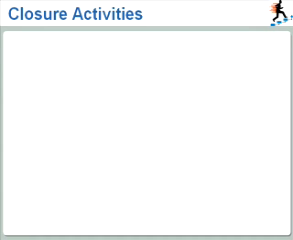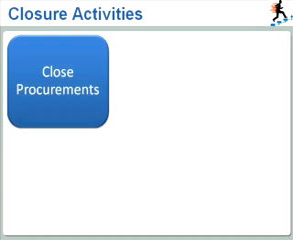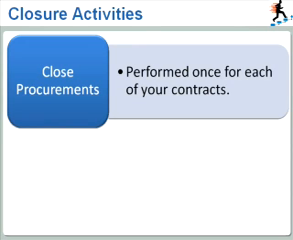They are close project or phase and close procurements. Close procurements is performed once for each of your contracts. And to make sure that you don't forget any steps to properly close it, you will rely on a checklist called the contract closure procedure.